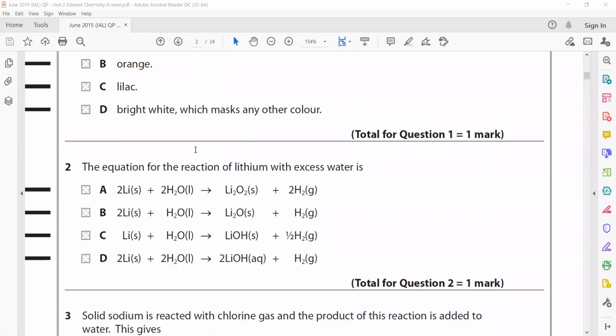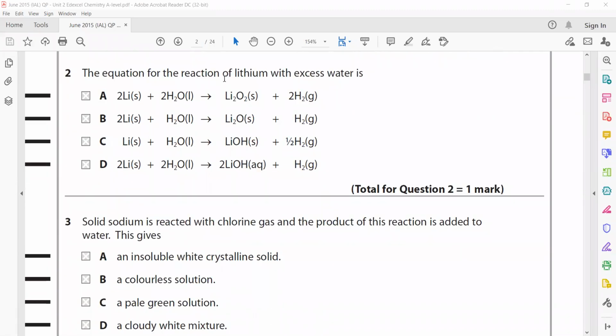For question 2, the equation for the reaction of lithium with excess water. Group 1 are known as alkali metals. Why do we call them alkali metals? Because when they react with water, this results in the formation of alkali. So when you check equations C and D, lithium hydroxide is produced.